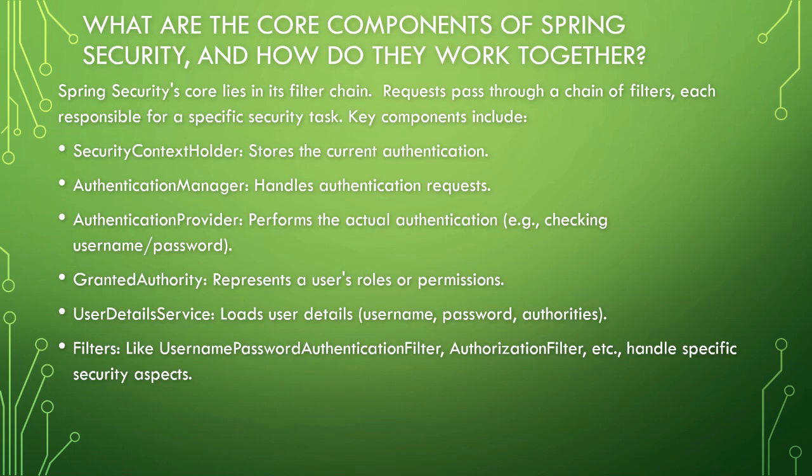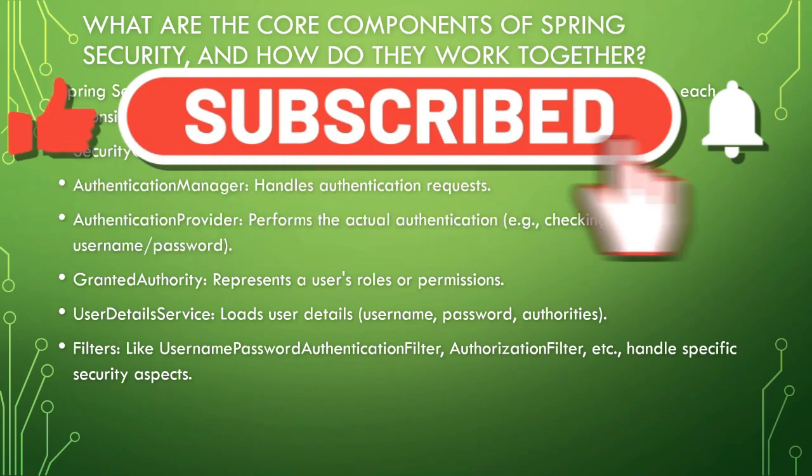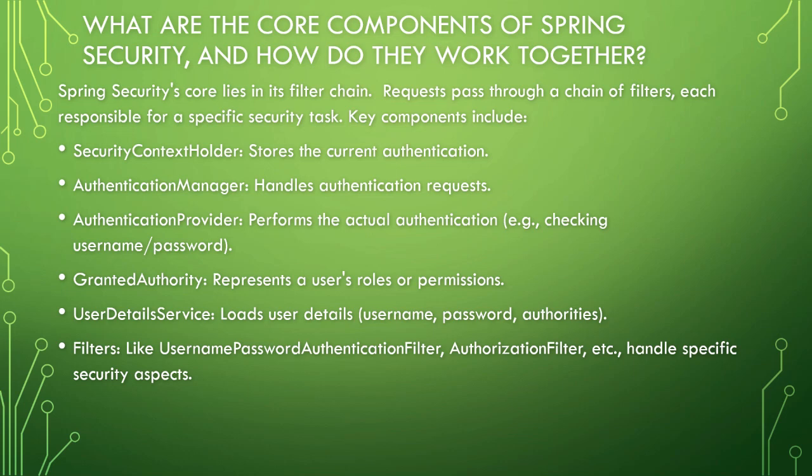Now the second question, which is mostly asked, is: what are the core components of Spring Security and how do they work together? When it comes to the core, Spring Security lies in the filter chain. We already discussed there are different kinds of filters. As the request passes through the chain of filters, each filter is responsible for a different security task. It has its own responsibility and its own functionality.